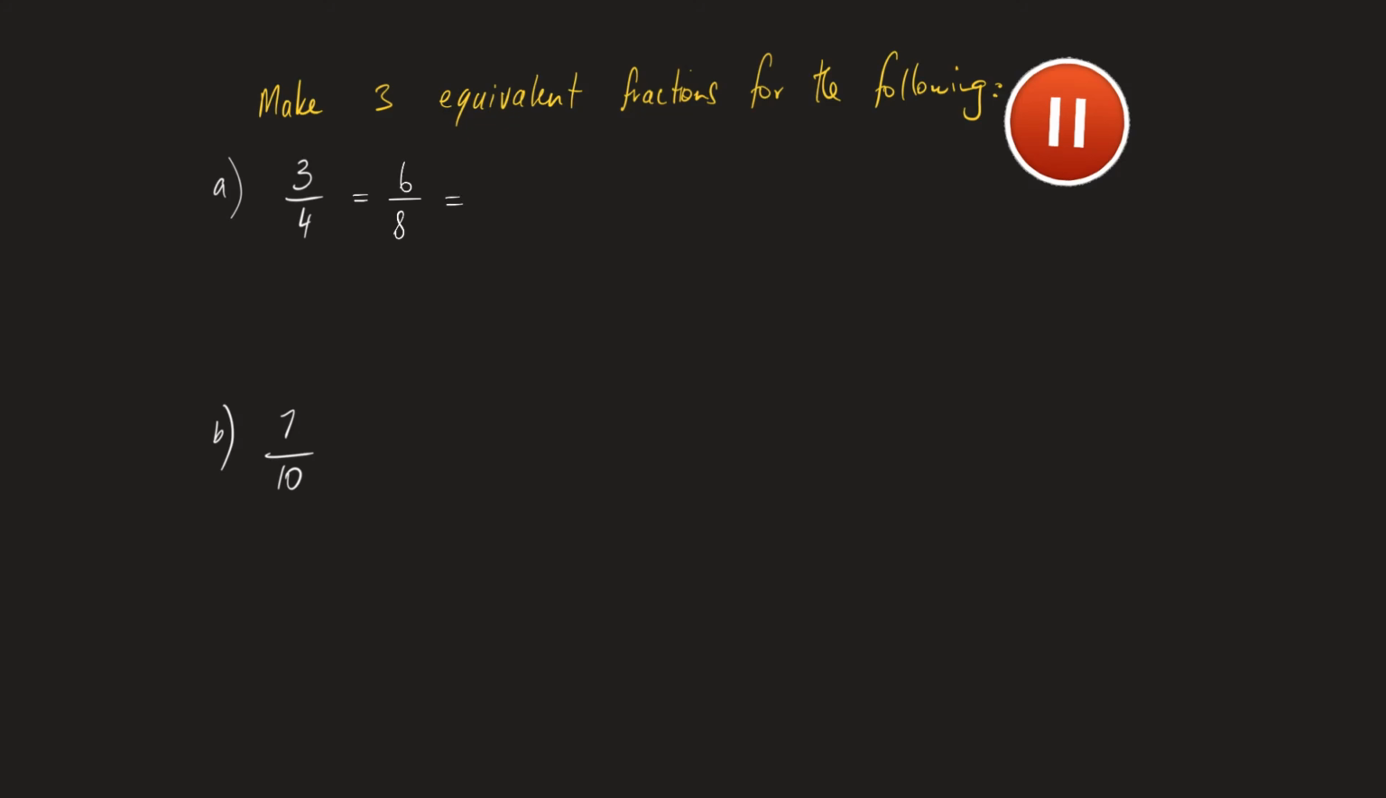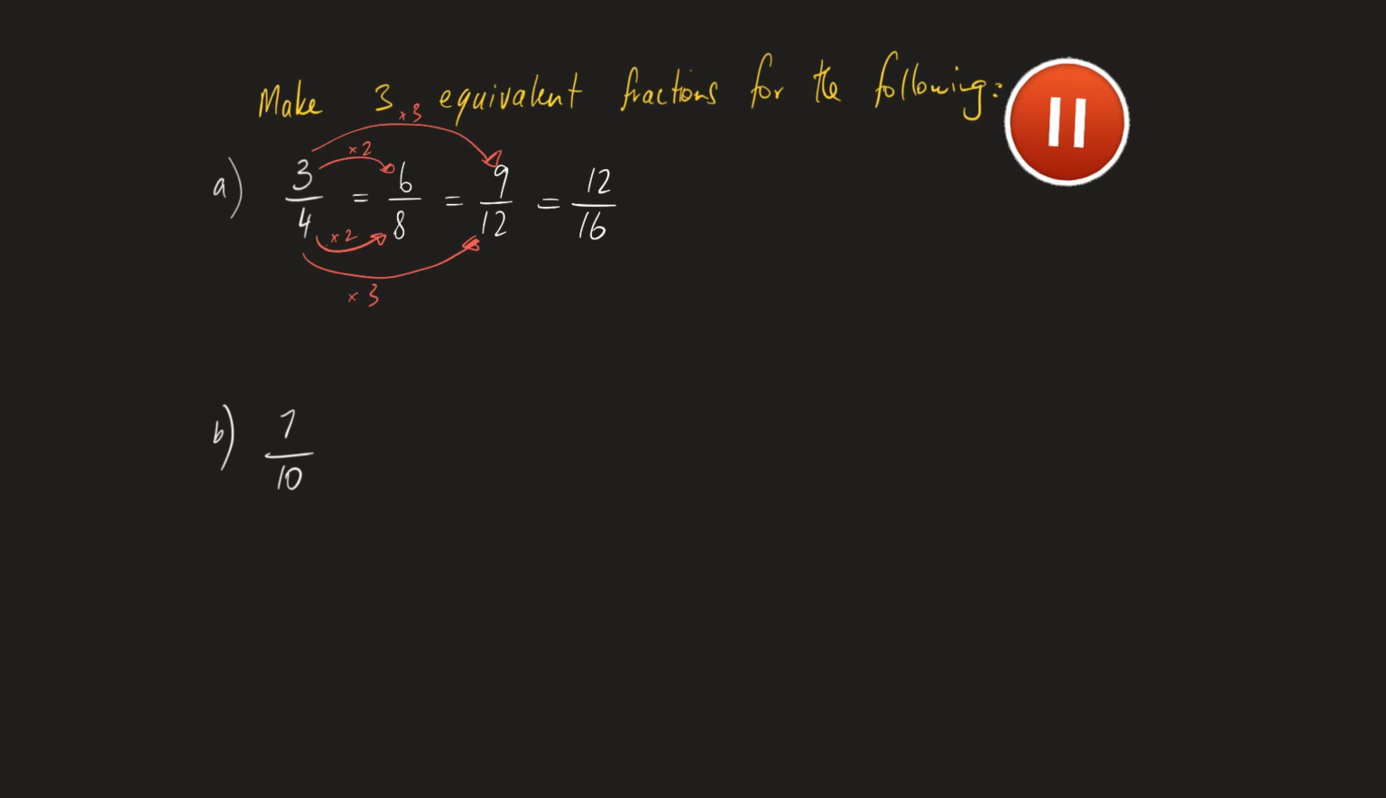Now 4 multiplied by 3 is 12. And 3 multiplied by 3 is 9. 4 multiplied by 4 is 16. 3 multiplied by 4 is 12. So again, all I've done is multiply by 2, multiply by 2, multiply by 3, multiply by 3, and finally multiply by 4 to get to the next one.